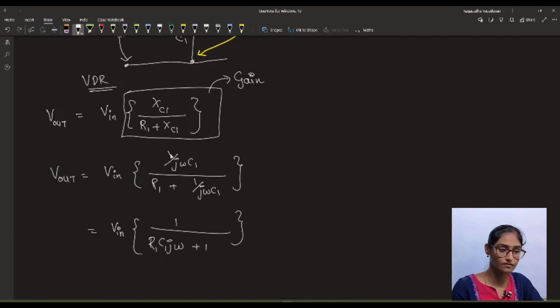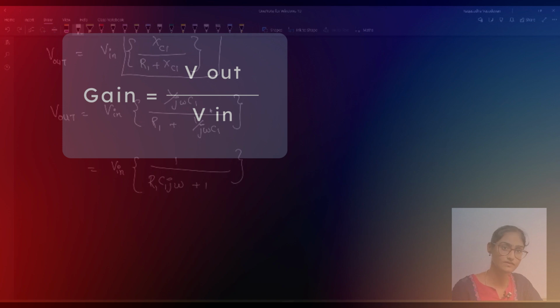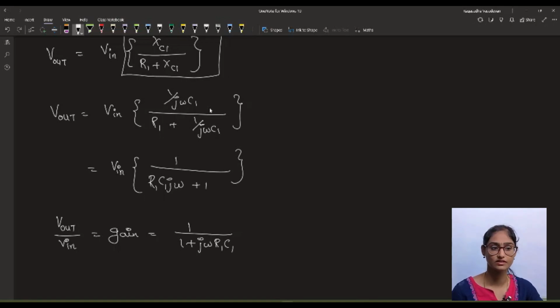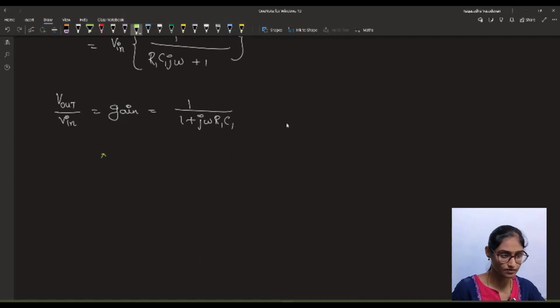Okay, so what is V out by V in? The filter's gain, right? Output voltage divided by the input voltage, which is the gain. This is 1 divided by 1 plus j omega R1 into C1. Let's split out the real and imaginary terms out of it, because that will help us to determine what is the cutoff frequency of this filter. Why should we do that? Let me draw you the response.